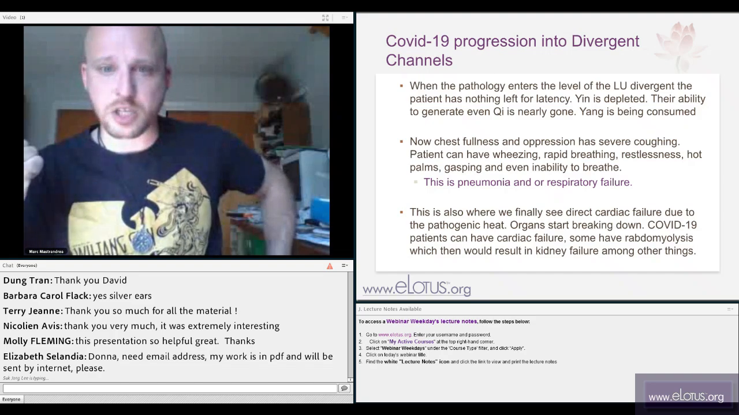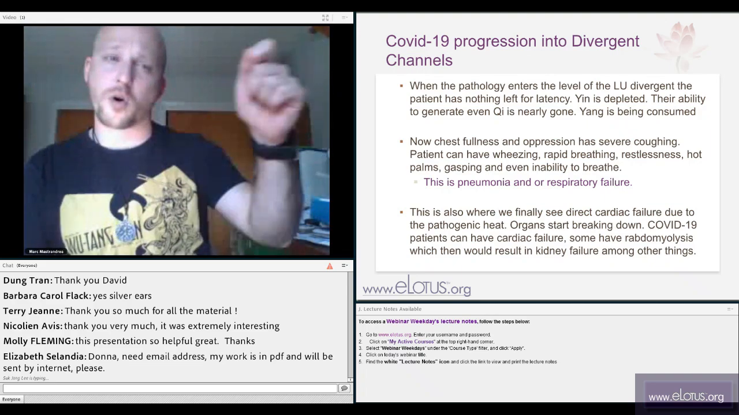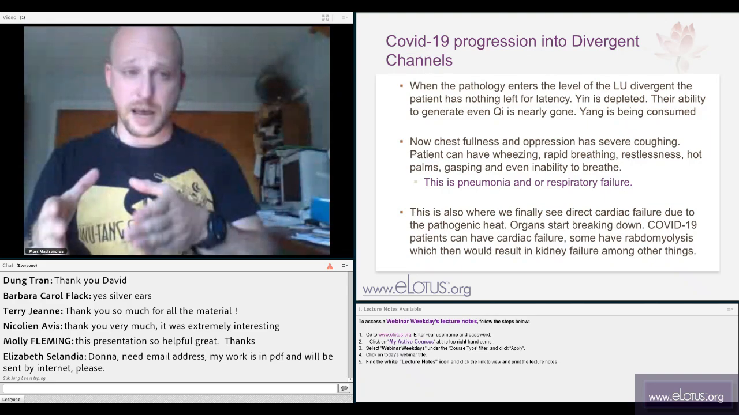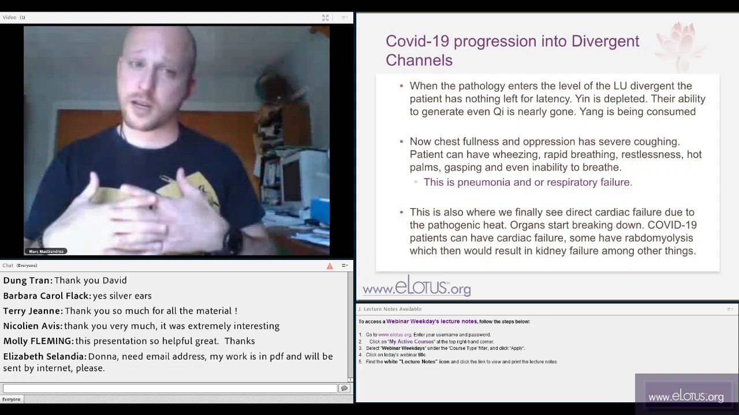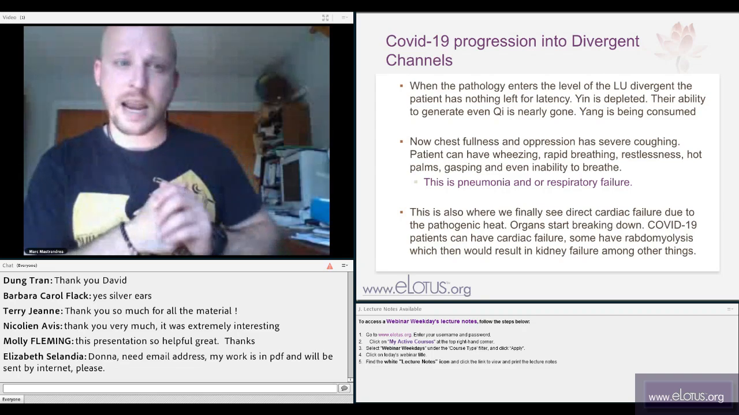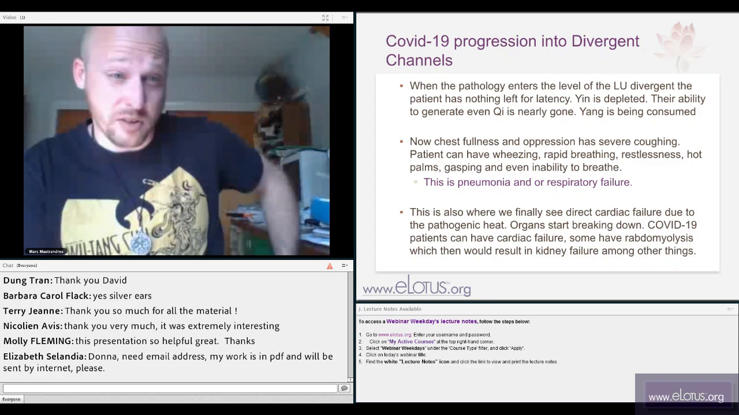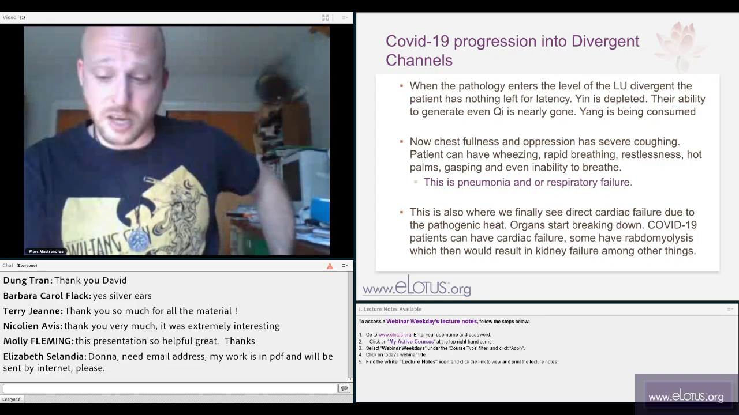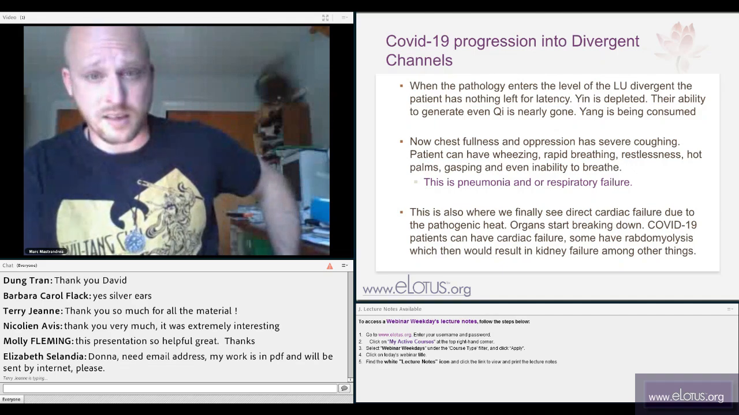This is also where we finally see direct cardiac failure from pathogenic heat. So you could have seen things before, but this is where, if it survived till now, in the lung divergent, if it doesn't get stopped, you're going to see it directly attacking the lungs, directly attacking the heart, not necessarily by a clot or anything like that. Organs are breaking down. That's another reason why you're seeing direct cardiac failure. You're seeing rhabdomyolysis, muscle tissue breaking down. You're seeing kidney failure due to the rhabdomyolysis.